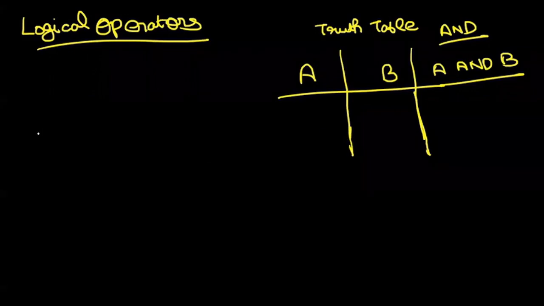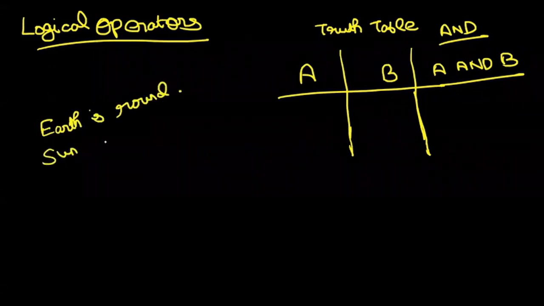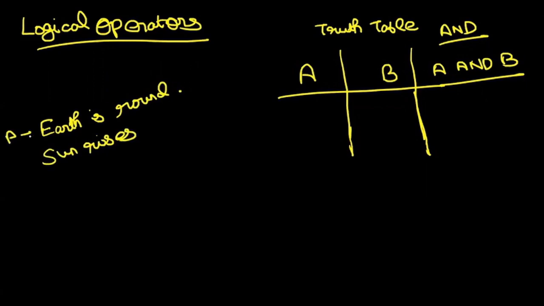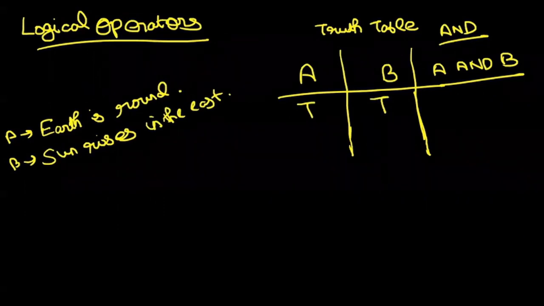Let me tell you something like this. If I give you a statement, Earth is round, that is the first statement. And the second statement is sun rises in the east. So this is statement A, this is statement B. Guys, both of the statements are true. Earth is round, that's correct. And sun rises in the east, this statement is also correct. So individually, both the statements evaluate to true.